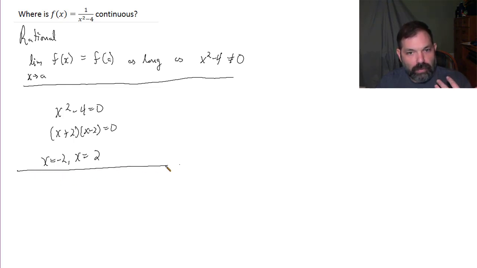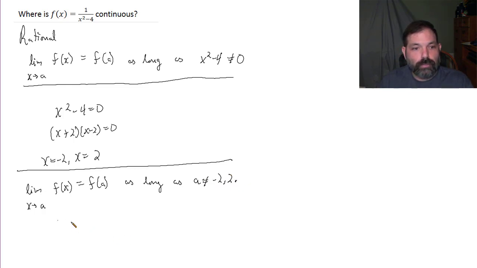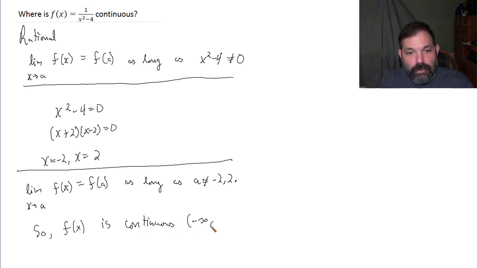All right, so what we've said here is the limit as x approaches a of f of x will be equal to f of a as long as a is not equal to negative 2 or 2. So the function is continuous everywhere else: from negative infinity to negative 2, then from negative 2 to 2, and then from 2 to infinity.